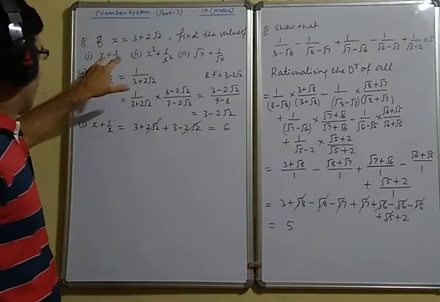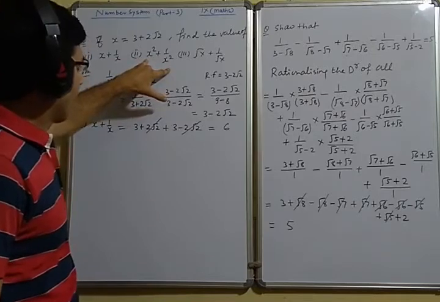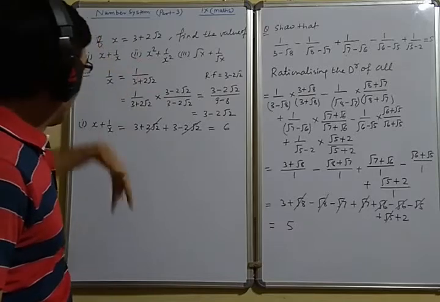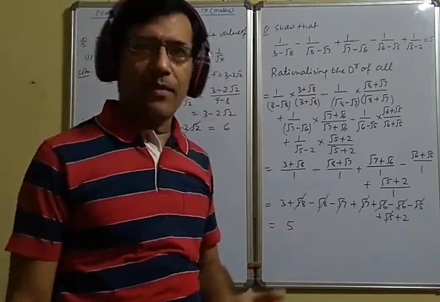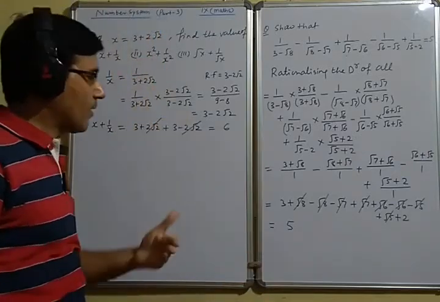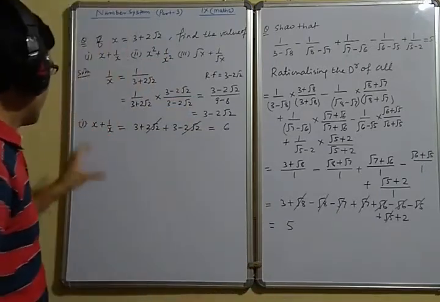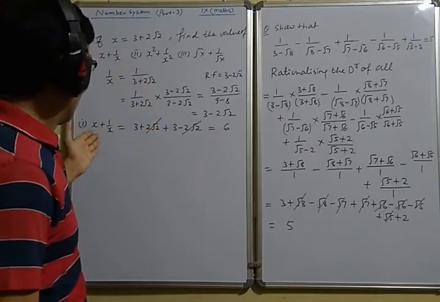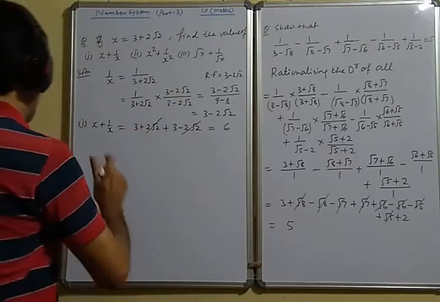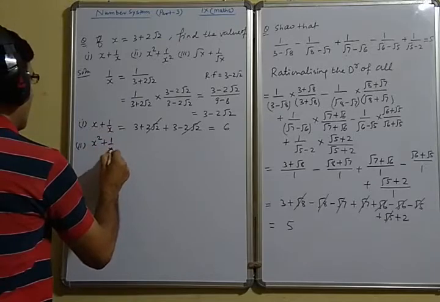Suppose we simply have to find out x square plus 1 upon x square, and x plus 1 upon x is not asked in the question. Then it is better to find out x plus 1 upon x first, and then you can find out x square plus 1 upon x square, x cube plus 1 upon x cube, and other results. So in each question of this type, it is better to find out x plus 1 upon x first.